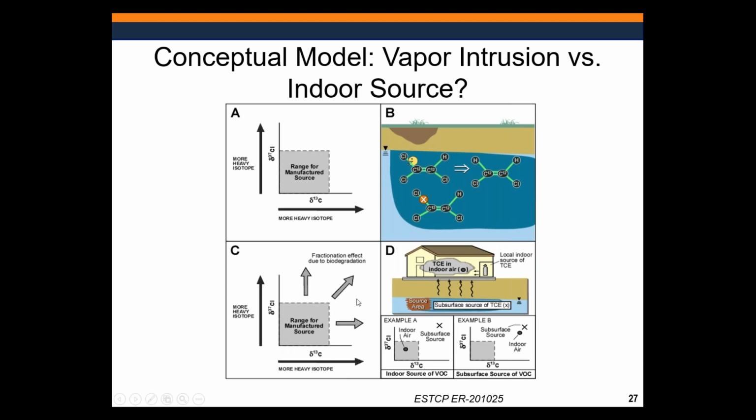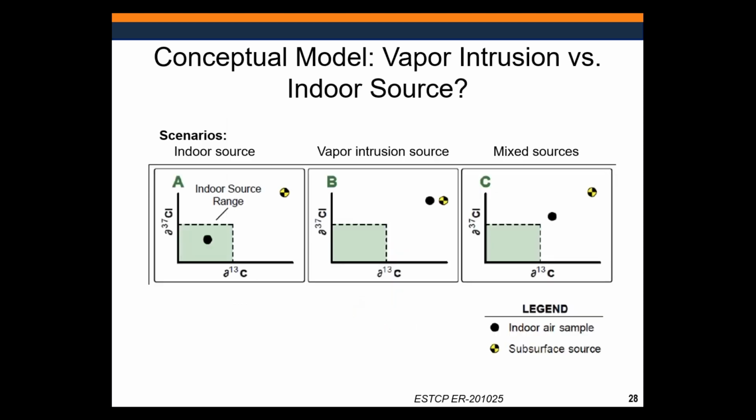So essentially, the idea here is you take an indoor air sample and you compare those data, both carbon and chlorine isotope values, to manufactured sources versus the source in the groundwater that's potentially fractionated. And here's some of the things you might see. Here's our range, here's our indoor air sample, here's our groundwater sample. Here's a perfect example of the indoor air source being a modern gun cleaning product or something along those lines, because you can see this is not matching what you're finding in the groundwater, which is highly fractionated.